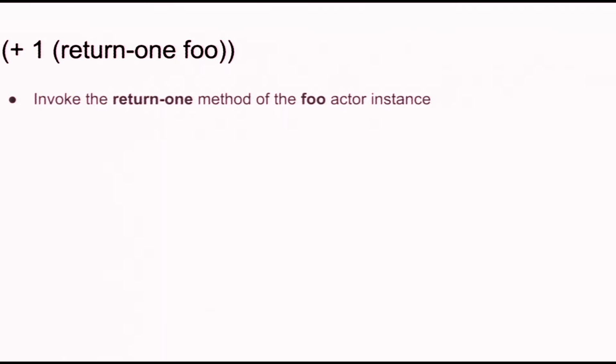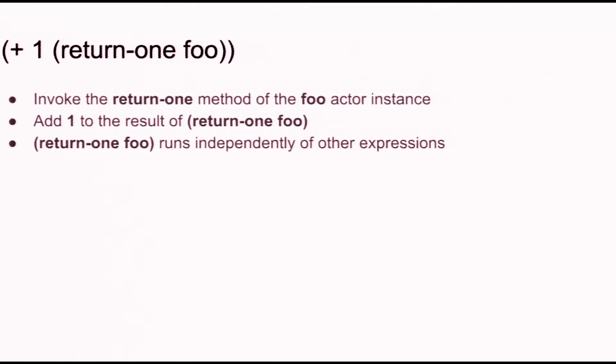So we invoke the return one method, and we get its return, which is a 1. We add 1 to the result of that. The return 1 runs independently of any other expressions, and we call the plus operation. It's got both of its values, so it can execute, and we get back our 2 from adding this one plus this one. And from here, I'm going to hand it off to Tim and let him walk you through the internals of that. So now we're stepping down a layer.